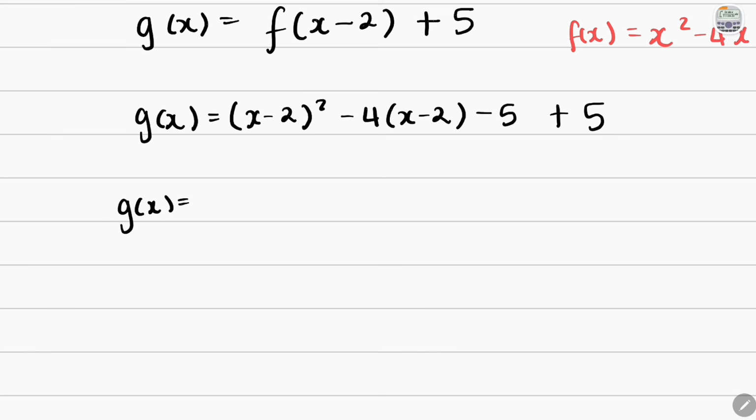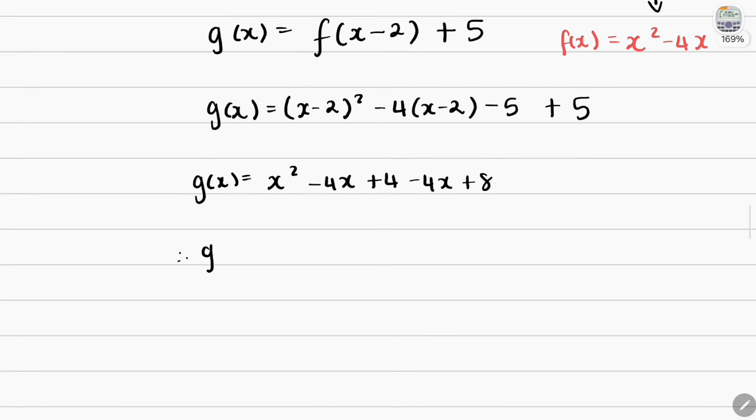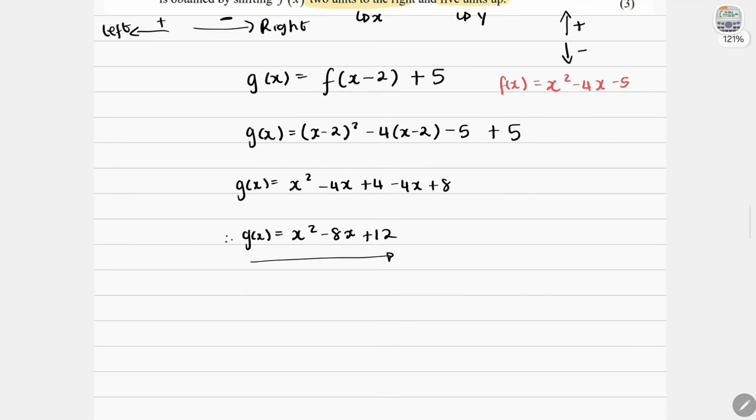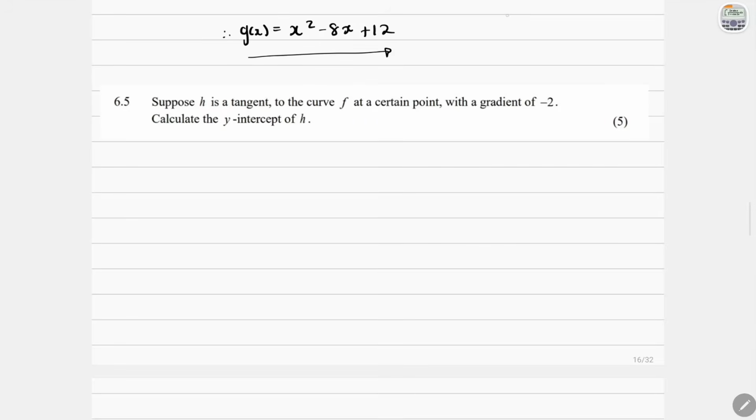And now we're just going to find the equation of g. So simplify it now. First term squared is x squared. Last term squared is positive 4. Multiply them both, and then times 2 is negative 4x. And then distribute. So negative 4x, positive 8, and negative 5 plus 5 is 0. So finally g of x is simply equal to x squared, that becomes negative 8x, and then positive 12. And that is our answer. Okay, moving on to the next question.